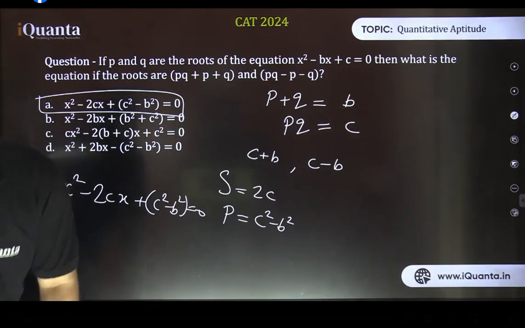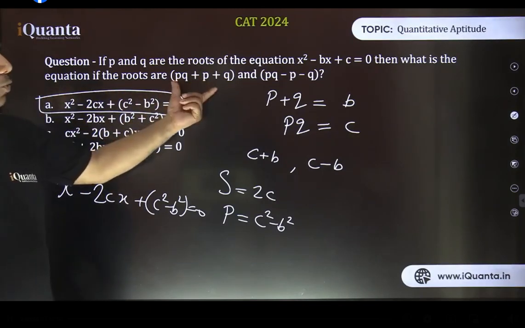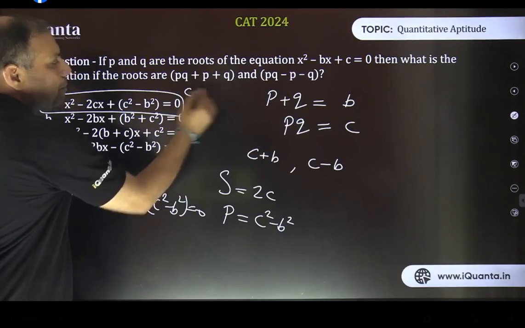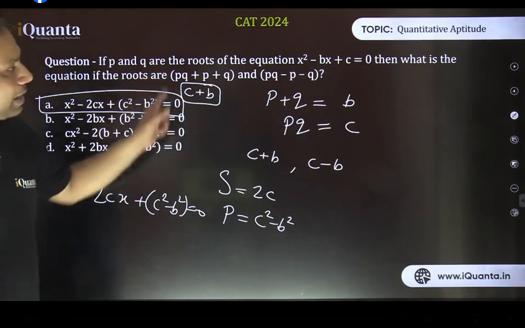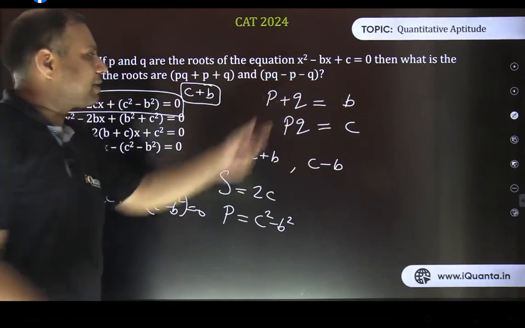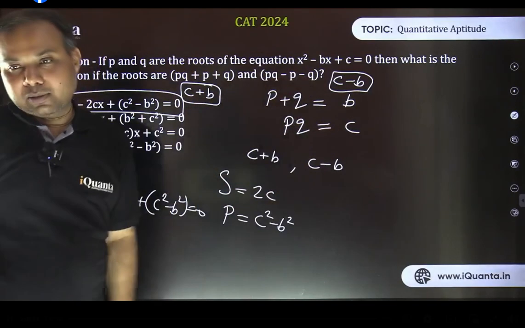Is this fine? Aditya is saying he didn't understand c plus b and c minus b. See, we want the roots to be pq plus p plus q. So pq is c, right, and p plus q is b. So c plus b must be one of the roots of the new equation. Similarly, pq minus p minus q, that means c minus b. So we want the new equation to have these two roots. That's what we have done.